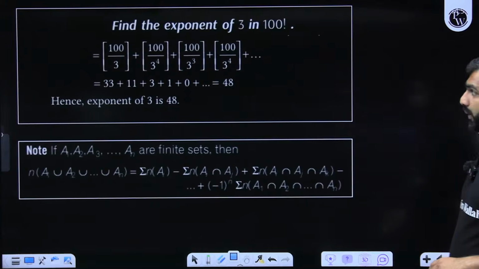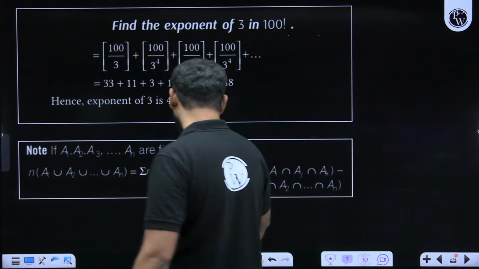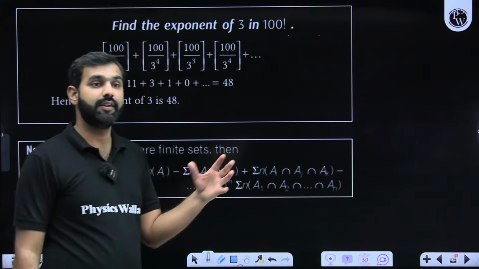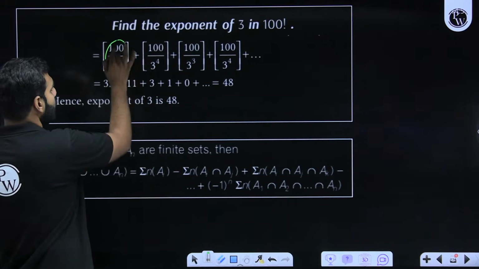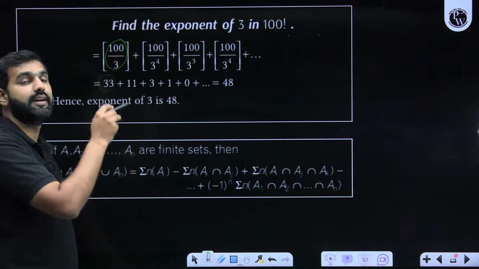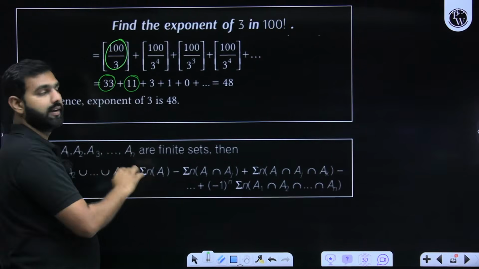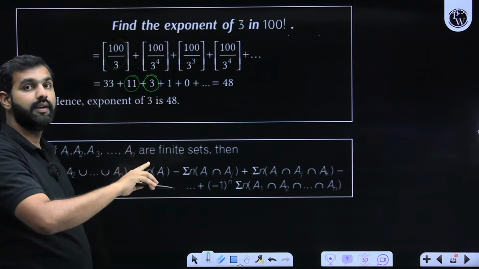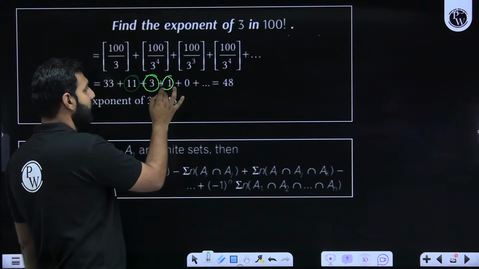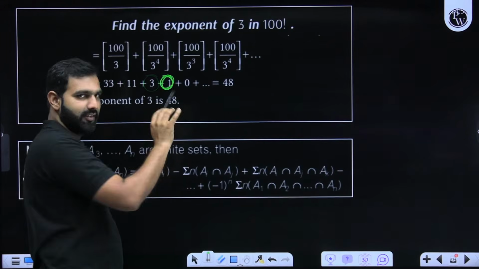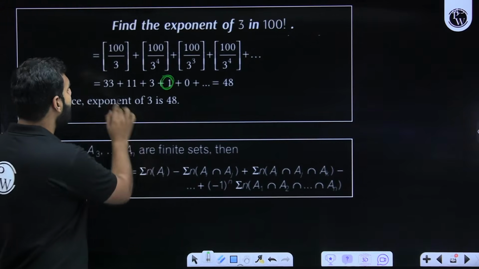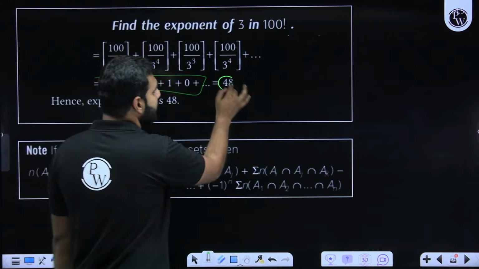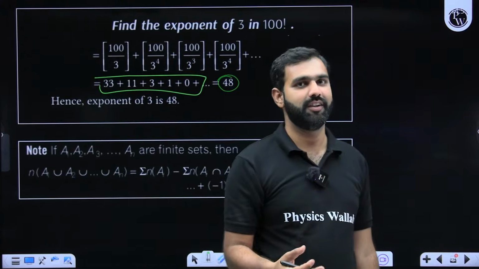Moving towards the next part, let's say I am asked to figure out how many 3's are there in 100 factorial. So do one thing, divide 100 by 3. What you get is 33. Divide 33 by 3, that is 11. Divide 11 by 3, you get 3. Divide 3 by 3, that is 1. Stop here when you start receiving the quotient as 0. I'm taking the integral part only and adding all these values. That is nothing but the number of 3's which are there in 100 factorial.